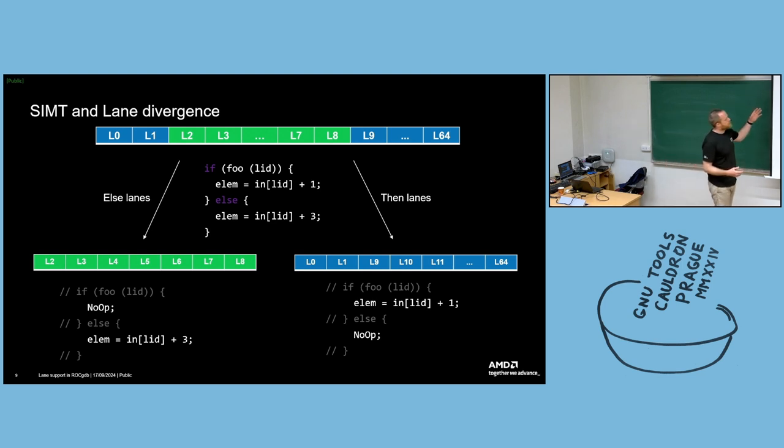Another way to look at that is that every lane will execute both the then and the else block, and we just switch the exec mask. Everyone goes through the if block, but some of them execute a no-op because they should be in the else branch, and the others actually do something. When we get to the else block, we just switch the mask, some execute a no-op, and some execute something.